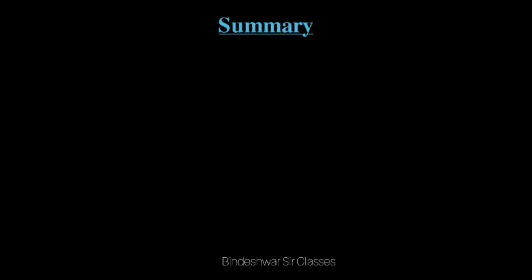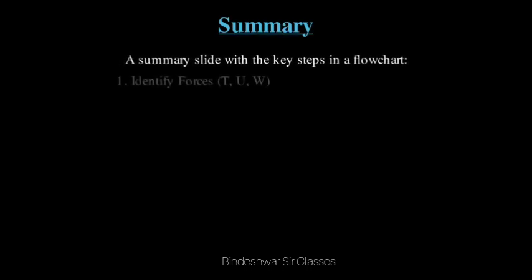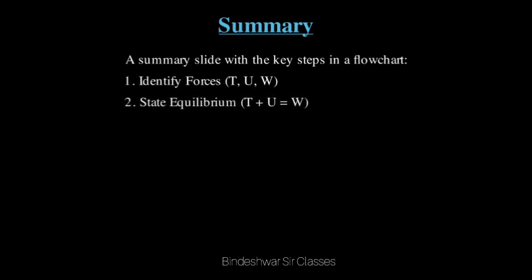To summarize, we solved this problem by applying the principle of equilibrium. We identified the three forces acting on the submerged object, its weight, the upthrust, and the tension. By setting the upward forces equal to the downward force, we derived the equation T equals W minus U. We then calculated the weight and the upthrust separately, using the given mass and densities, and subtracted them to find the final tension in the string. A straightforward application of force balance and Archimedes' principle.